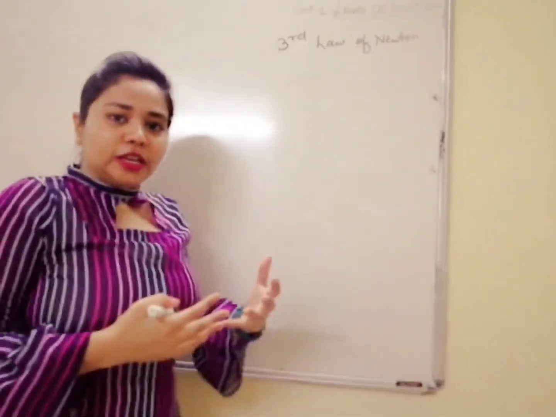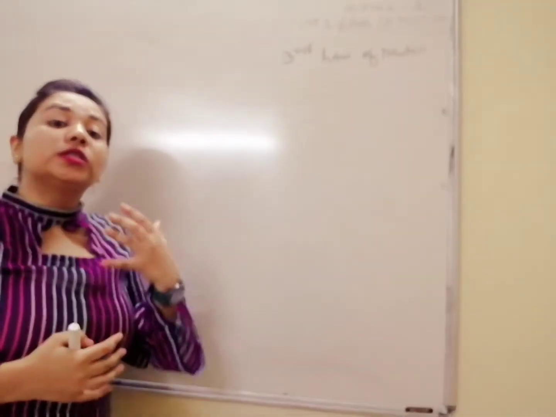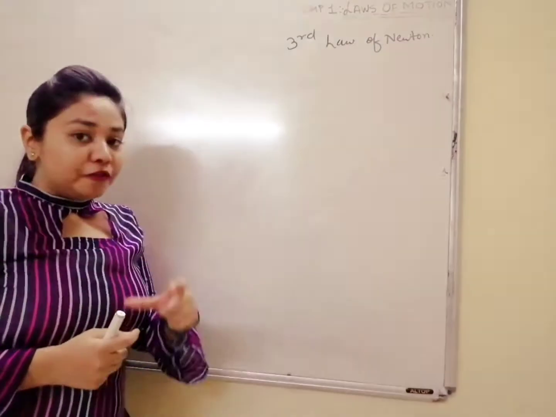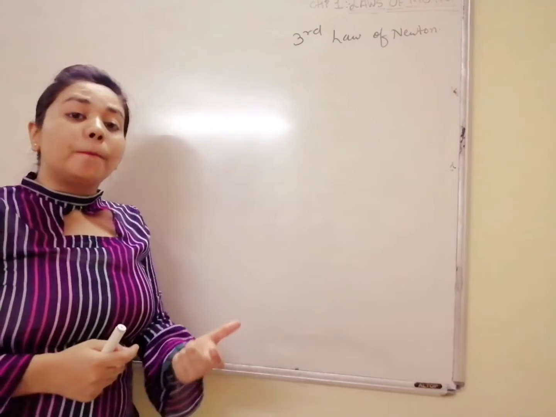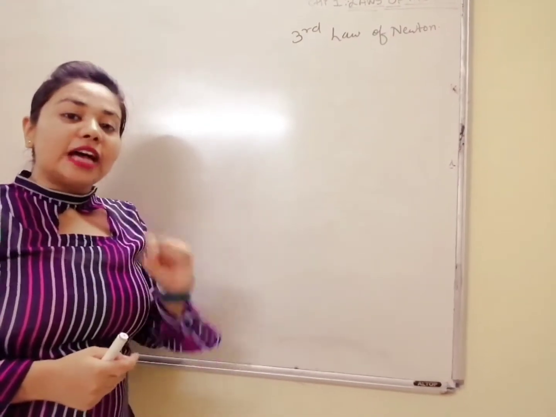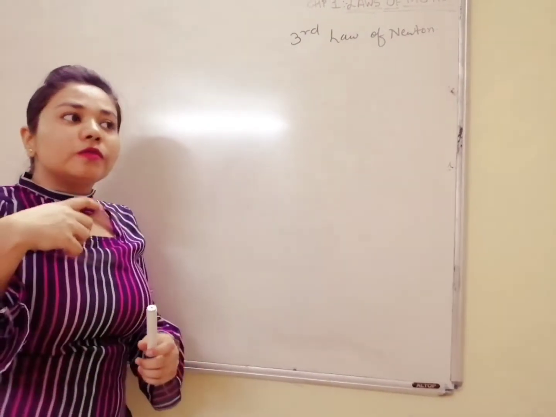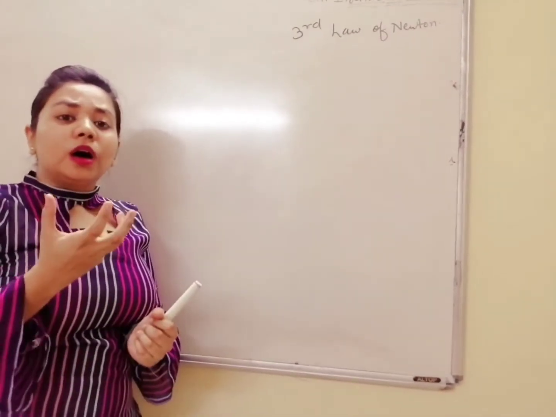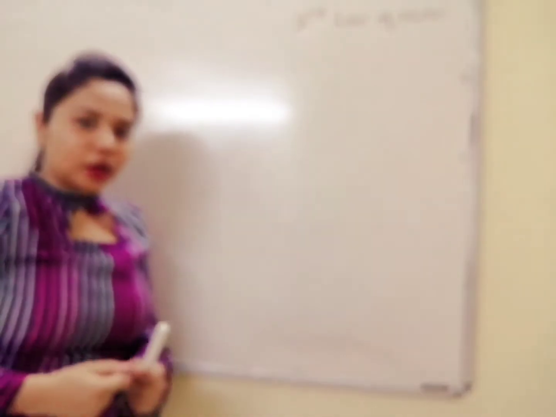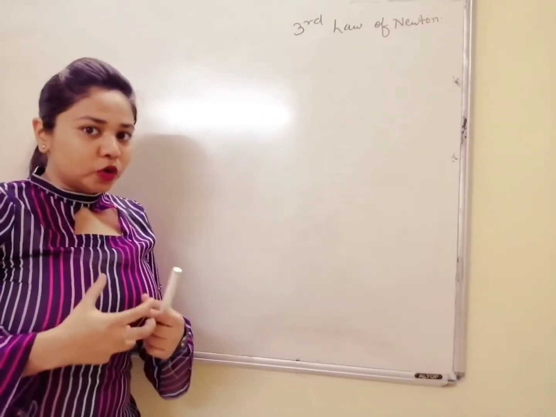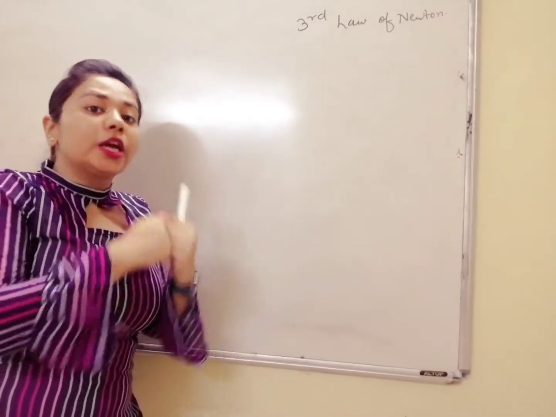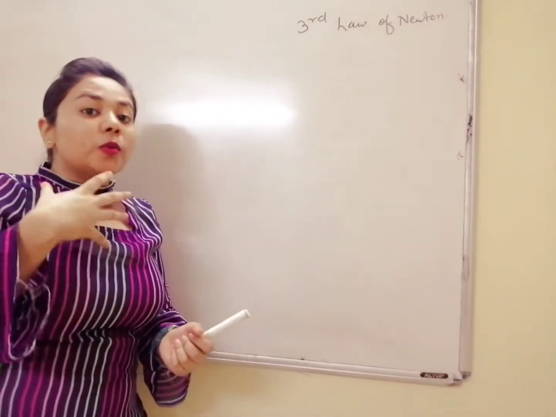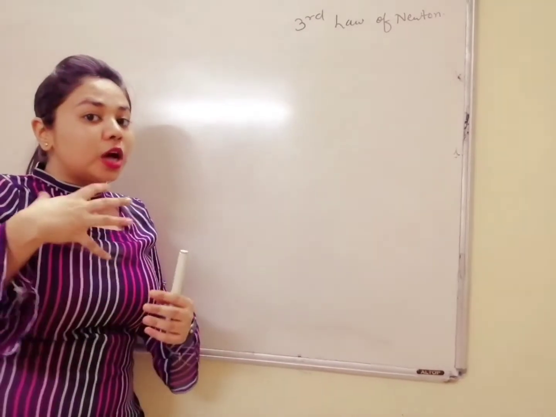For every action there is an equal and opposite reaction acting simultaneously. What is it? For every action there is an equal and opposite reaction acting simultaneously. Now, for example, if I am hitting a ball with a bat, what will happen? I am giving force. My action, I am putting it on the bat and I am hitting the ball. So what is happening? I am giving force to the ball.